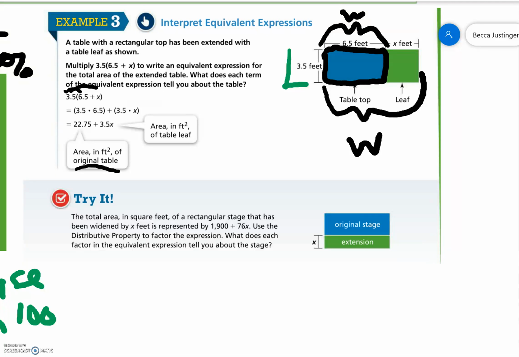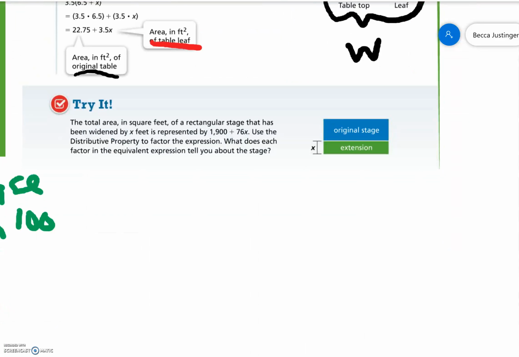Then 3.5 times x, that's going to tell me the area of the green part, the new table leaf added on. When we add those together, that's when we'll find the area of the entire thing. We can't find the actual area of the entire thing until we know what x is, what the width of the table leaf itself is. That's why we use the variable, because we're not sure yet.